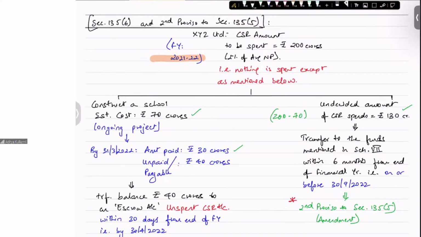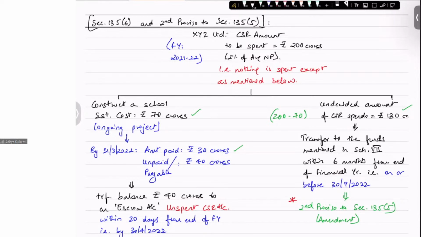to the fund that is specified in Schedule 7. Fund matlab any fund, Clean Ganga Fund, PM Cares Fund, and then you have so many other funds, fund for the army welfare, fund for army widows welfare. Yes, so all these funds are there. You put the money there, government will say, we will take care of your responsibilities because you were unable to fulfill the project within a 3-year period. Okay, so this is how you will carry out the activity in respect of an ongoing project.